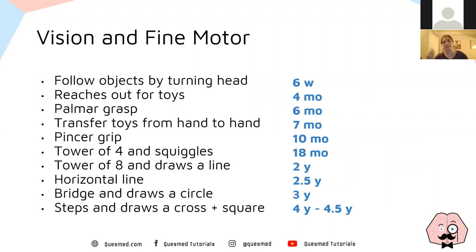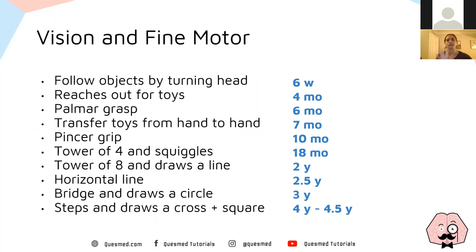So again, these are the median ages at which we expect children to be able to do things in fine motor development. And you'll see it follows the sequence that I mentioned. First of all, they need to be able to follow objects by turning their head, so fixing and following, which is usually expected by 6 weeks. Then by 4 months, they will be reaching out for objects. And then at 6 months, they'll be able to hold them with their hand. So we're talking palmar grasp.